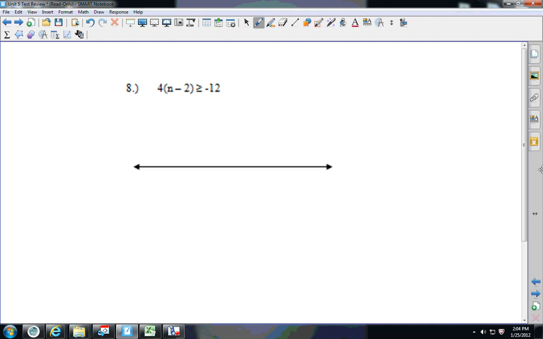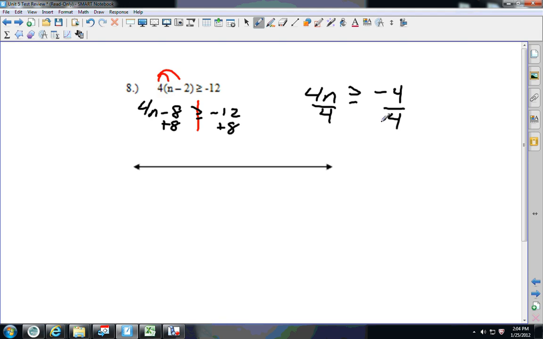Here's the next one, number 8. We're going to do the distributive property again. So I have 4n minus 8 greater than or equal to negative 12. I'm going to add 8 to each side. 4n is greater than or equal to negative 4. Divide by 4. Now I do not flip the sign because I'm not dividing by a negative. N is greater than or equal to negative 1.